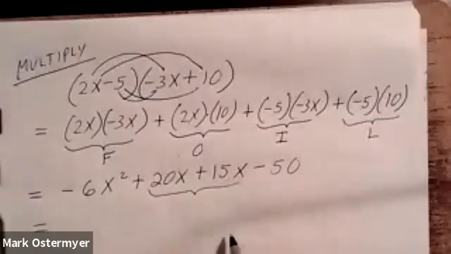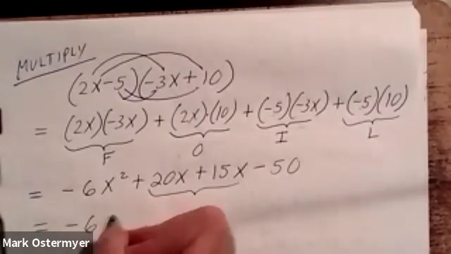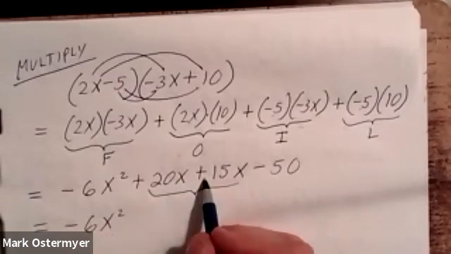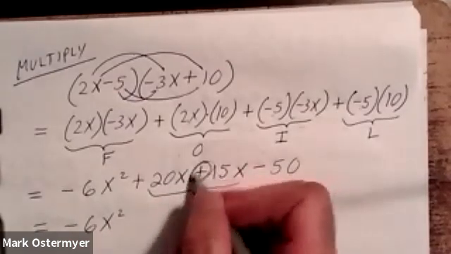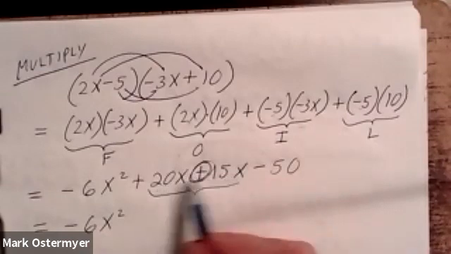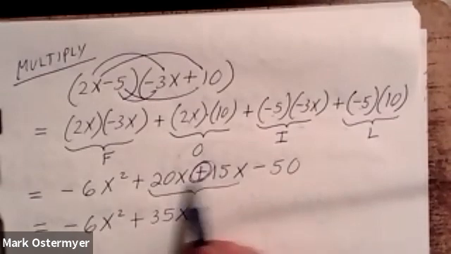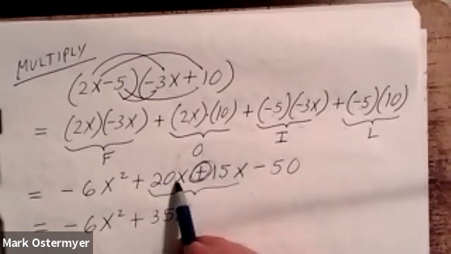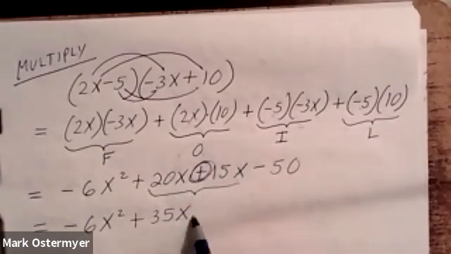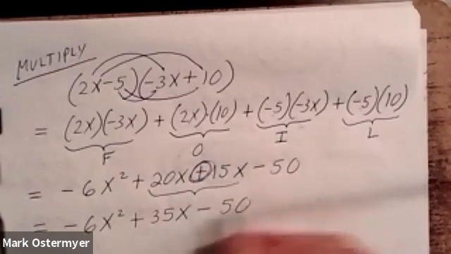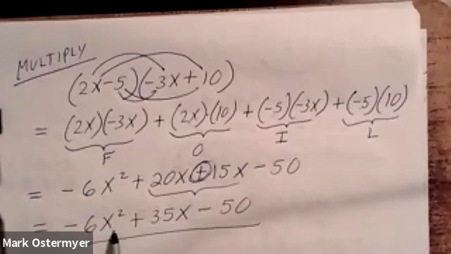Right? Combining like terms. The two middle terms are like terms. They need to be combined. So we're going to have negative 6x squared. What's 20x plus, this is plus, not times, plus 15x? Plus 35x, not x squared. We're not doing x times x. We're just adding like terms together. We're not multiplying like bases together. It's just 35x minus 50. And that's it. There's nothing else you can do. That would be your simplified product of those two binomials.